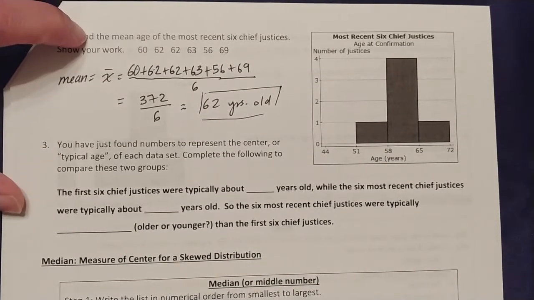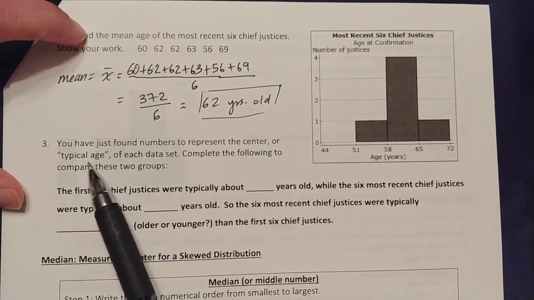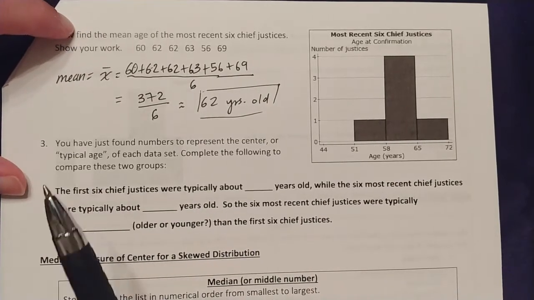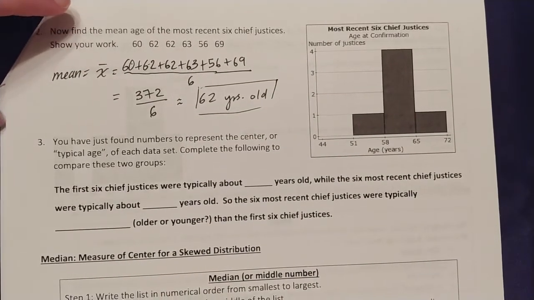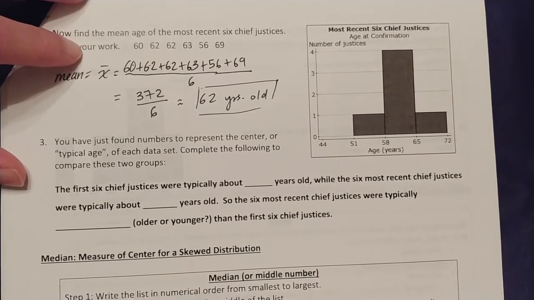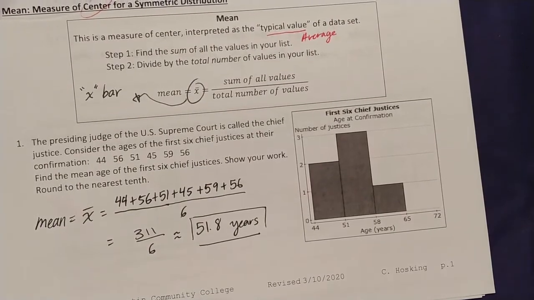And so it says, you have just found numbers to represent the center or typical age of each data set. Complete the following to compare these two groups. Okay, so now we could say the first six chief justices were typically about how many years old? So if we look back here, we could round this to about 52 years old.